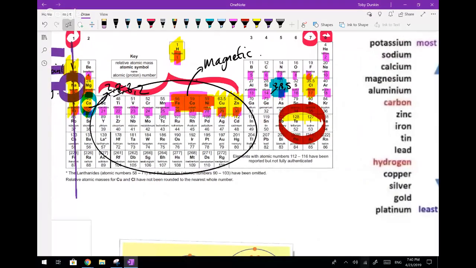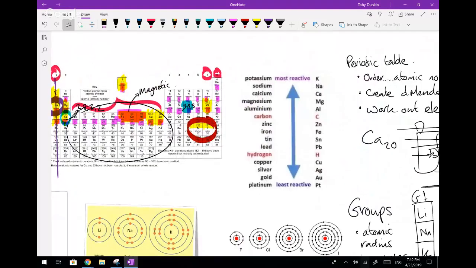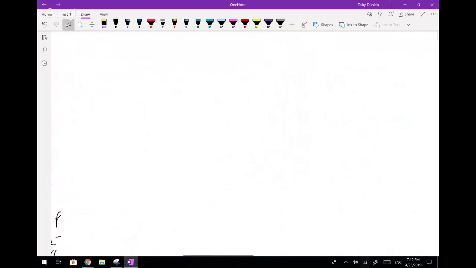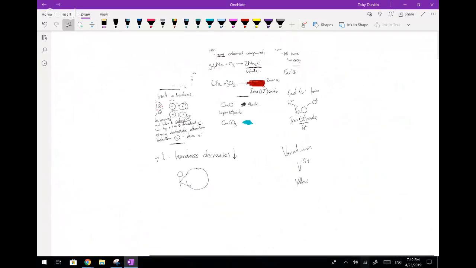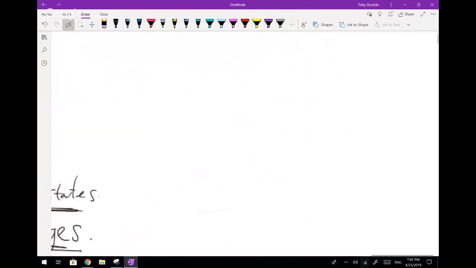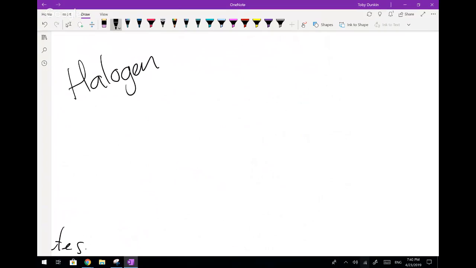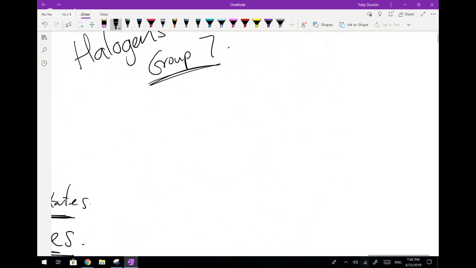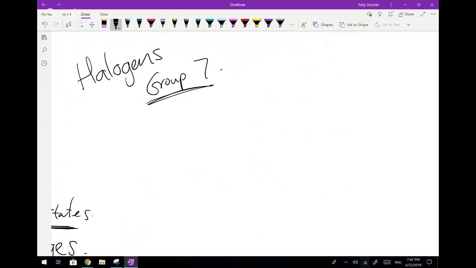Okay, next group that we're going to switch over to is group 7. Now, group 7, this is the halogen family. Now, the halogens really need a lesson all onto themselves. The halogens, group 7. And this family are the nastiest bunch of people. These are horrible, horrible elements. But they are incredibly important. They appear all over the place in chemistry.